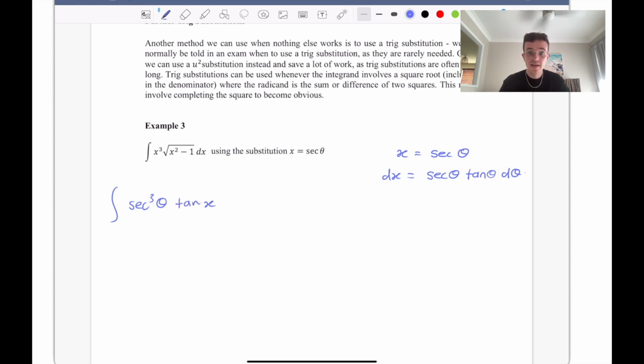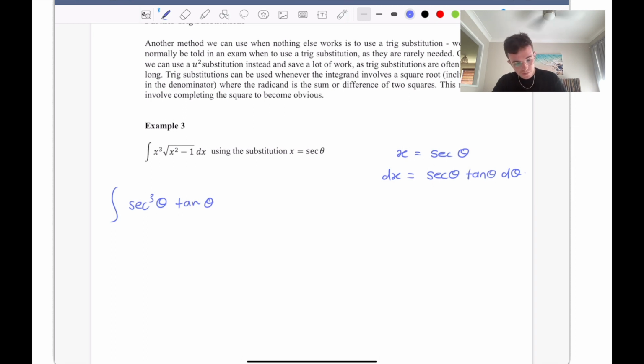So I'll say that again. If x is sec theta, then x squared minus 1 is sec squared theta minus 1. Sec squared theta minus 1 is tan squared of theta, and the square root of tan squared of theta is tan of theta.